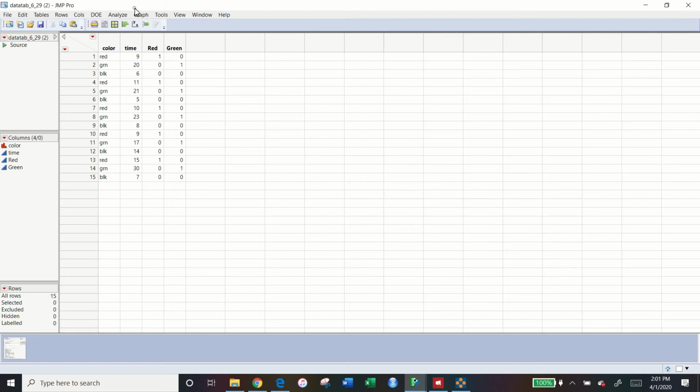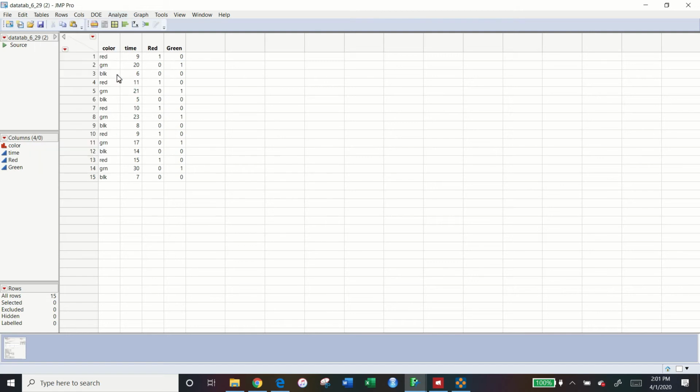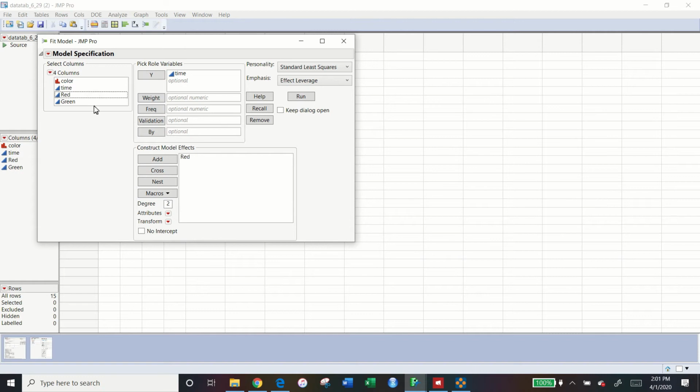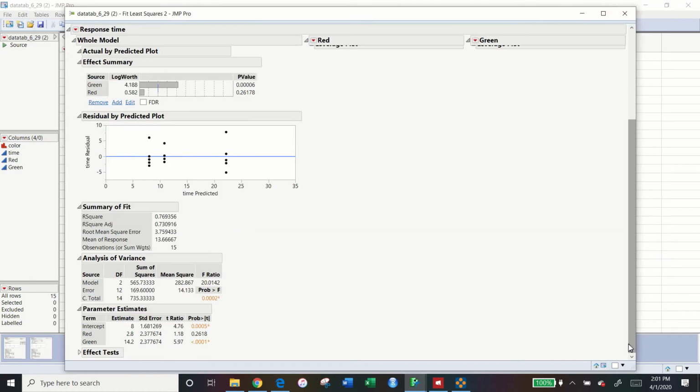If I go back to our data table and go to Analyze, Fit Model, time is still my response. This time I'm going to make red and green the predictors. I'm going to select Run, slide this over.